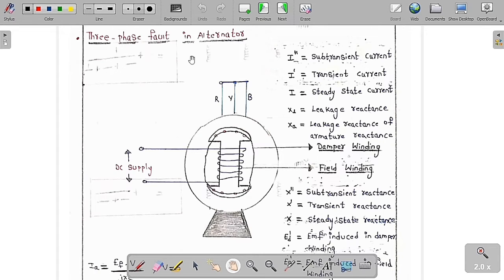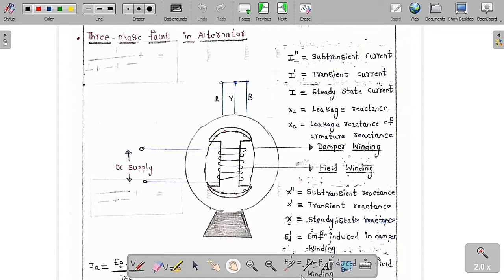So now we will discuss one more important concept, which is called the three-phase fault in the alternator. A three-phase fault simply means a short circuiting of the three terminals R, Y, B. Suppose on the stator we have wound the armature coils. Suddenly, if there is a short circuit across the three terminals R, Y, B, then it is called a three-phase fault in the alternator.